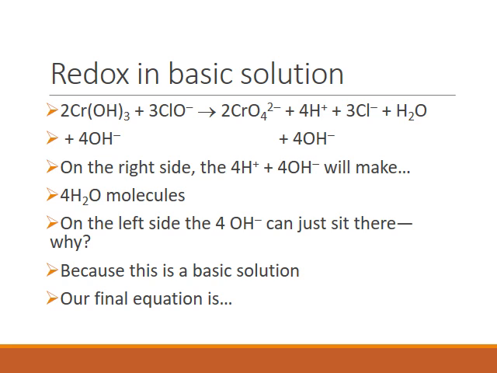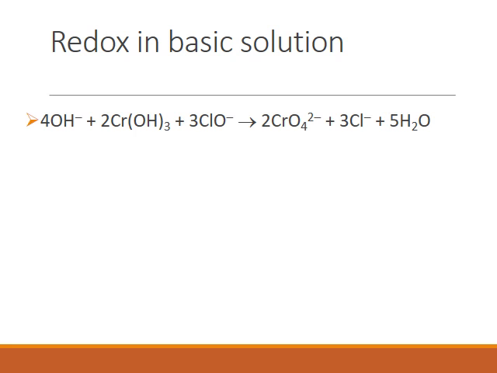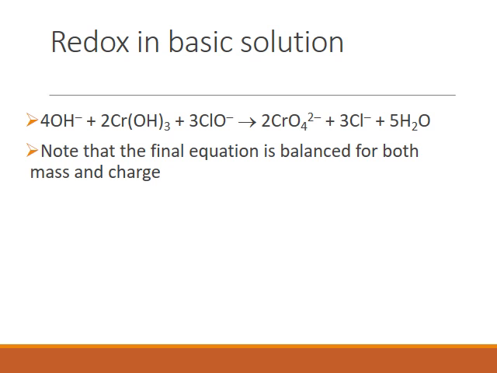So our final equation is, after adding 4 OH- to both sides, we've got the 4 OH-, the chromium hydroxide still there, the hypochlorite ion is there, the chromates are there, the chlorides are there. There was 1 water molecule on the right hand side. Adding to 4, we now have 5 water molecules. That is our balanced reaction in basic solution.